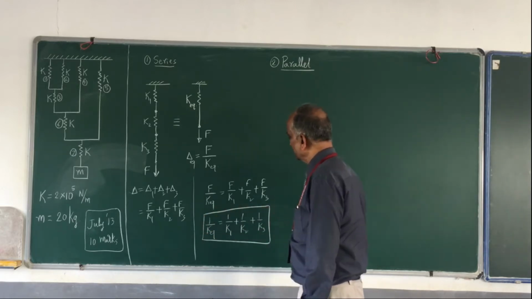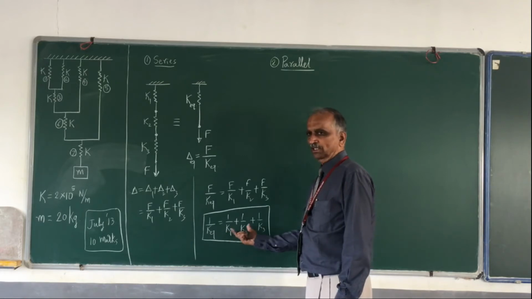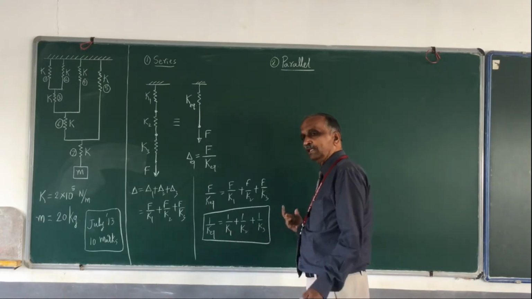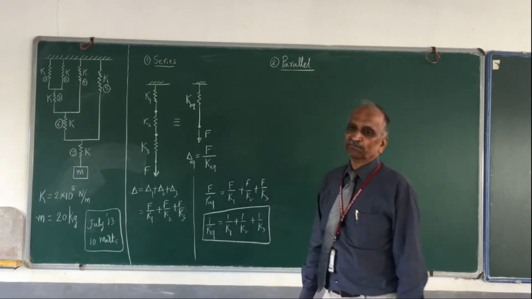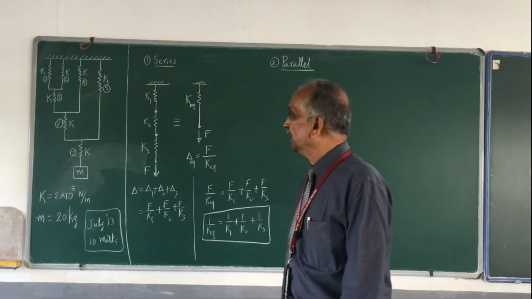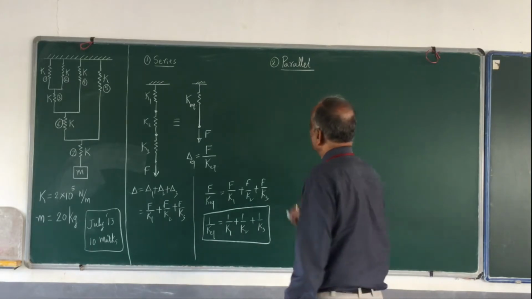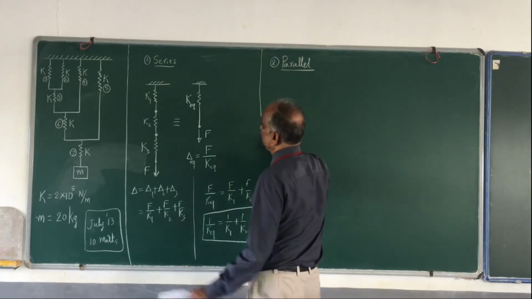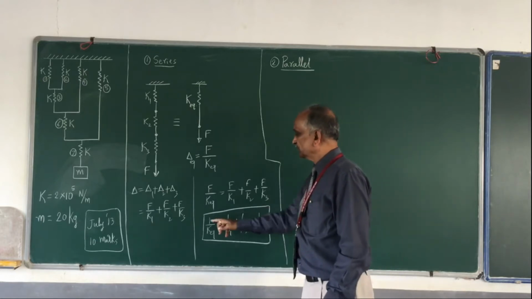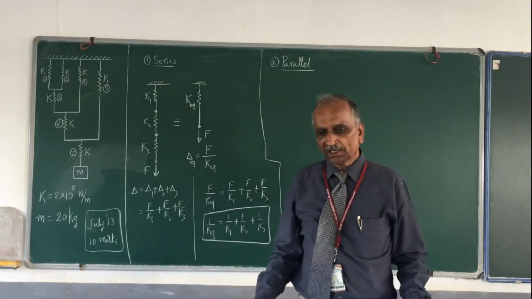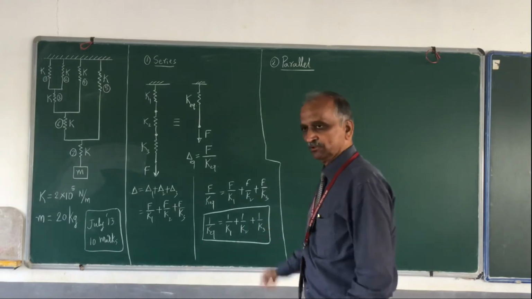If you have only 2 springs, then these 2 terms. If you have 3, then 3 terms; if you have 4, like that. That's all. This is what we call the equivalent stiffness of springs which are in series. I hope you understand this. This we are going to use while solving that problem. So the equivalent stiffness of the springs which are in series is given by this.